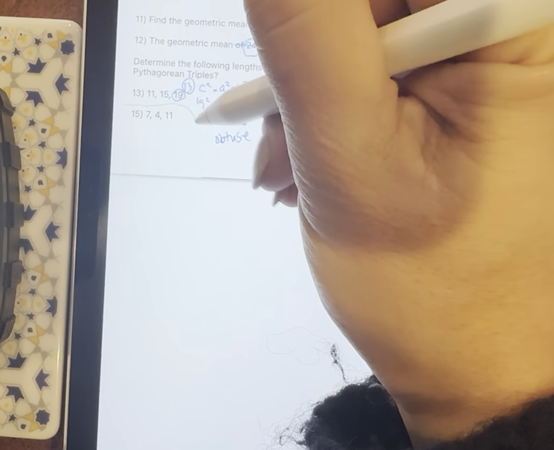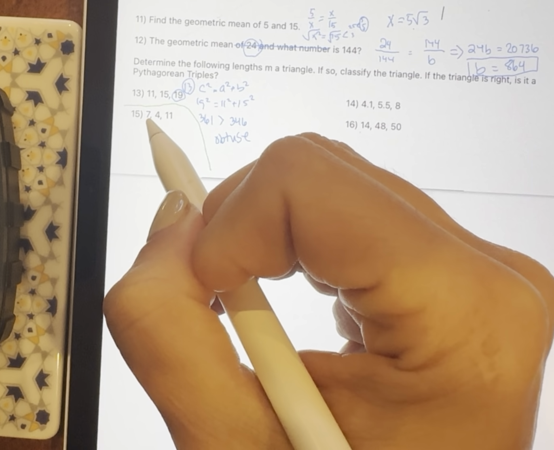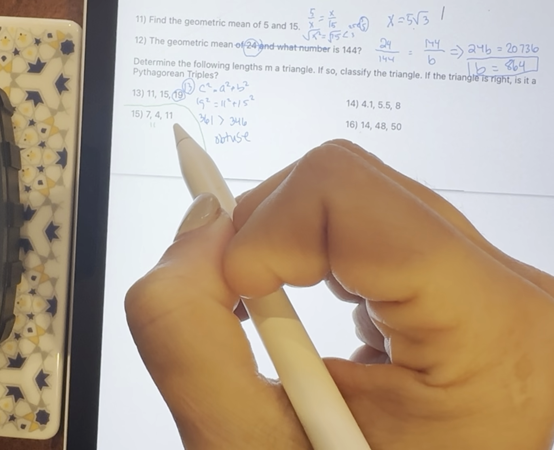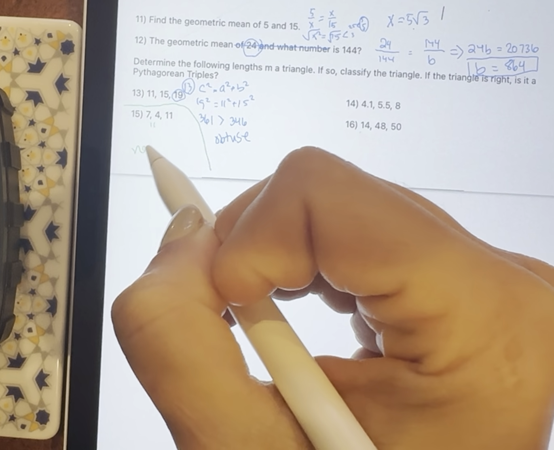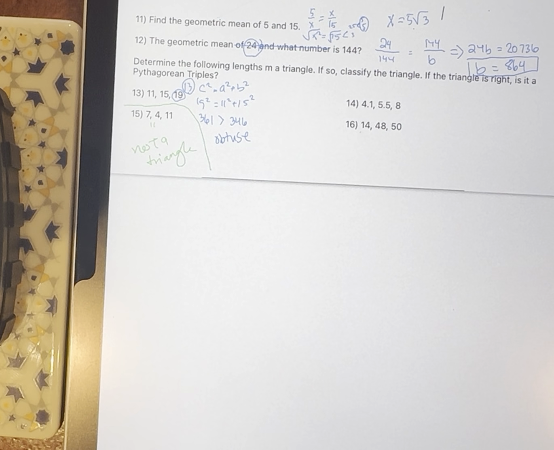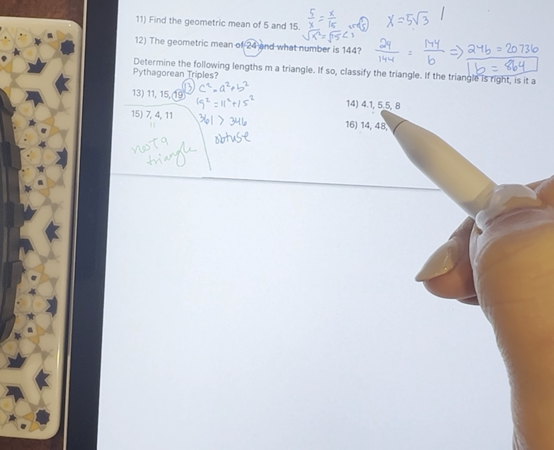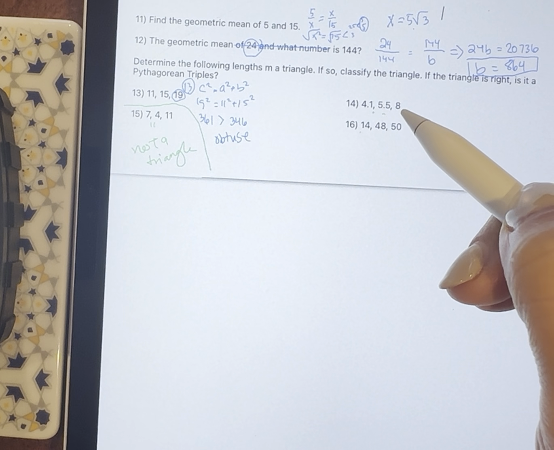Okay, let's do 15 over here. So 7 plus 4 is 11. That is not greater than 11. This guy is not a triangle. Okay. Over here, 4.1 plus 5.5 is 9.6, and that is greater than 8.